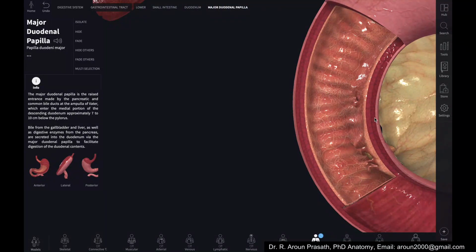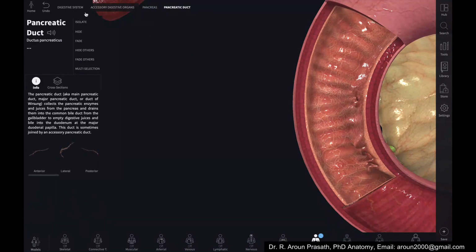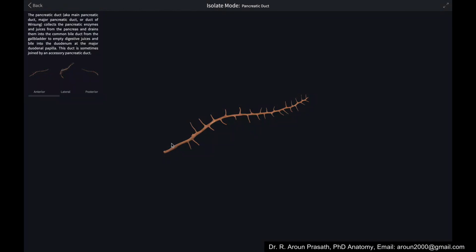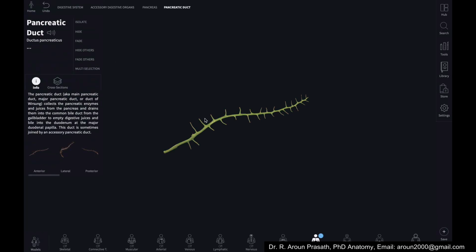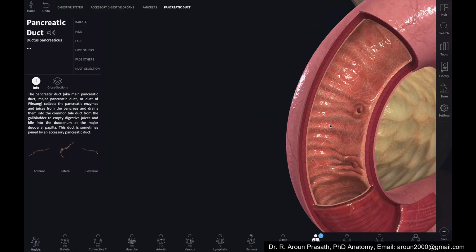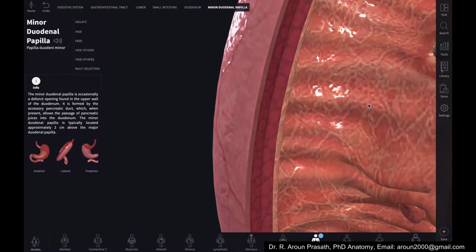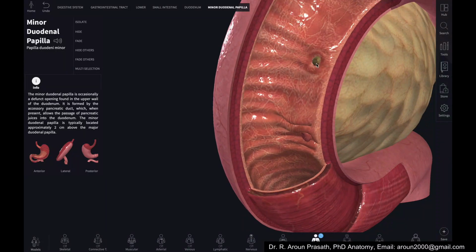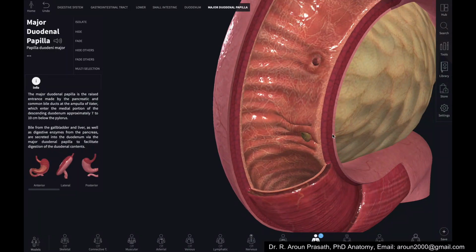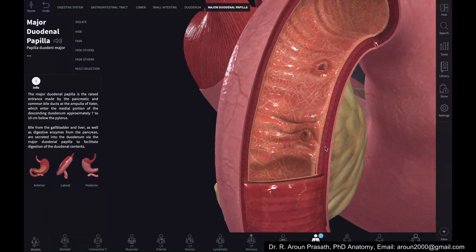So this is the pancreatic duct that is extending in the head, body, and the tail. Here, this opening is called the superior duodenal papilla, and this is the inferior duodenal papilla. The opening is called the ampulla of Vater. There is a round muscle around this opening, called the sphincter of Oddi.